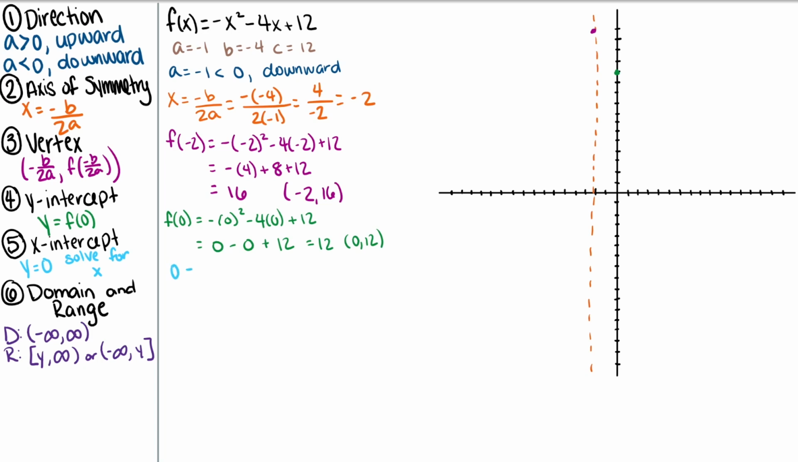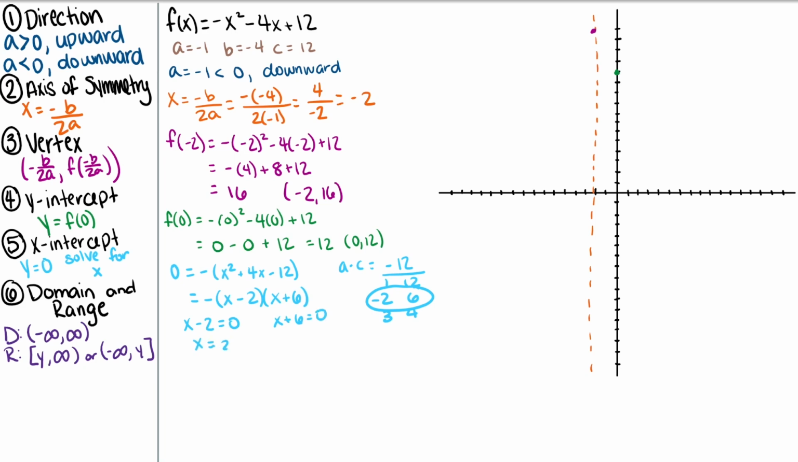So first, before we even want to factor, we'll pull out a negative 1. So our expression becomes negative, in parentheses, x squared plus 4x minus 12. We'll use that to find our factors. Our a times c is negative 12, and the factors of negative 12 are 1 and 12, 2 and 6, 3 and 4. We'll use 2 and 6. So we get negative x minus 2, x plus 6. So that means our two x-intercepts are x equals 2 and x equals negative 6.